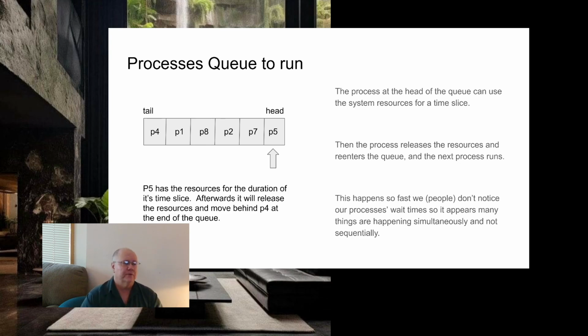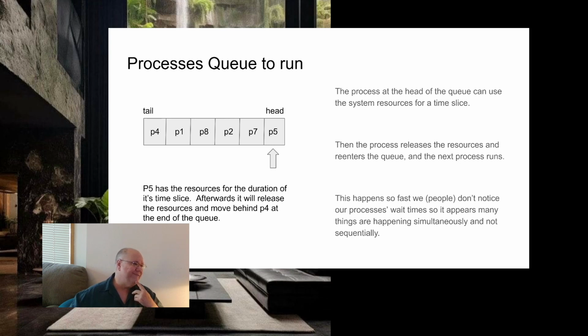The arrow in this diagram is a queue of processes which are waiting to run, just hypothetically. For example, P5 is at the head of this queue, and it is the active process. P5 has access to all the resources for the duration of its time slice, and then afterwards it will release the resources and move behind P4 at the end and get back in the queue, potentially.